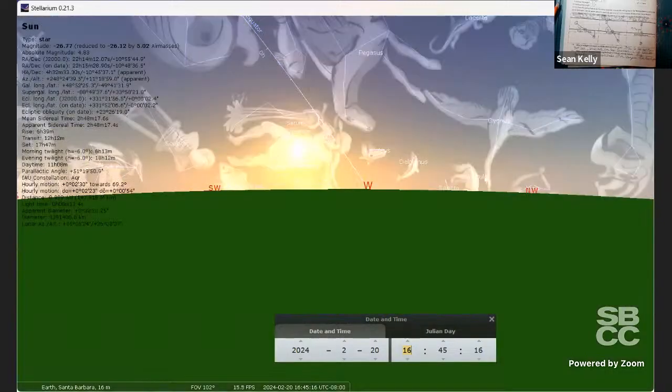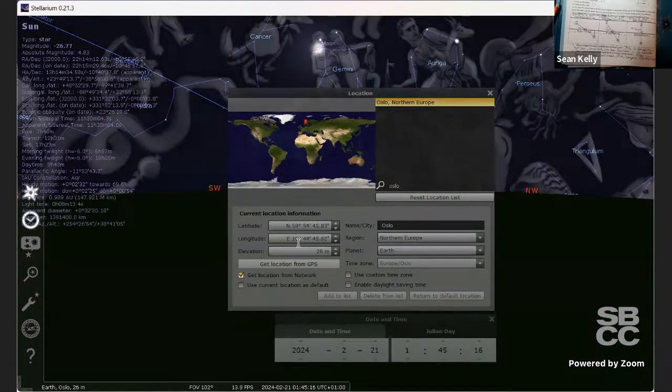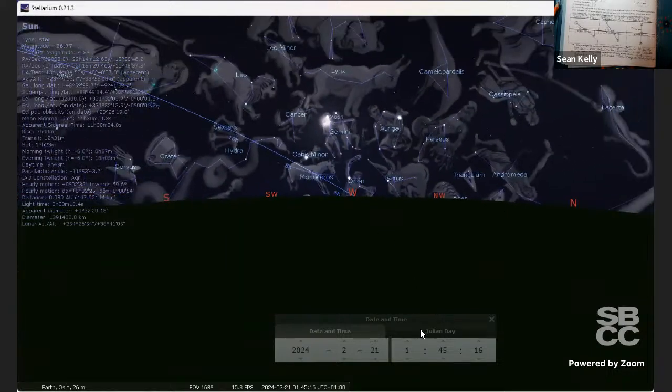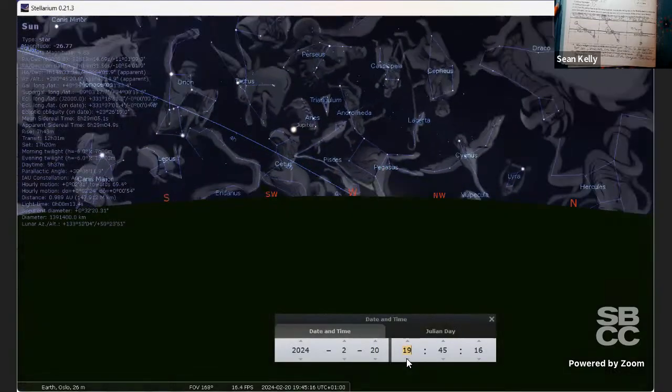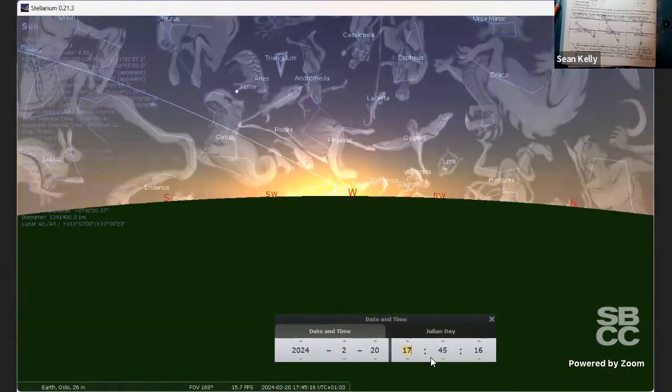Okay. And the last one, let's go to Oslo, Norway. Let's see if this looks better. We'll go to Oslo. Oslo, Norway, Northern Europe. About 60 degrees. And we're going to watch in the west. We're going to go back with the sun. There it is. Okay. So put the sun near the horizon. Oh, too far.